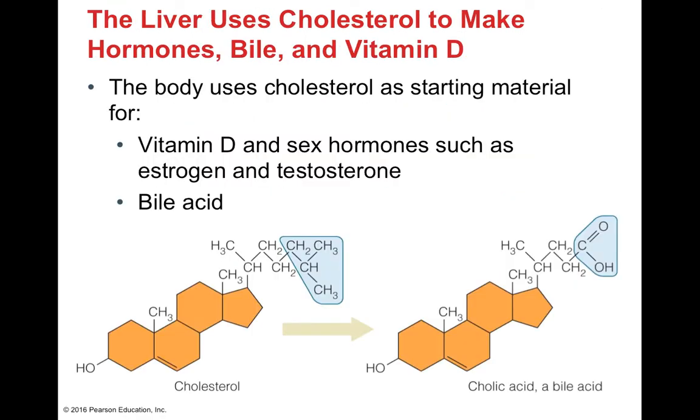So what else do we use cholesterol for? Cholesterol is used as a building block for multiple different biomolecules, including hormones, like sex hormones, estrogen and testosterone, including bile acid, and also vitamin D. You can see cholesterol here, with the three hexamers and a pentamer, looks very similar to cholic acid, which is a bile acid. All we've done basically is remove this functional group and add a COOH group.